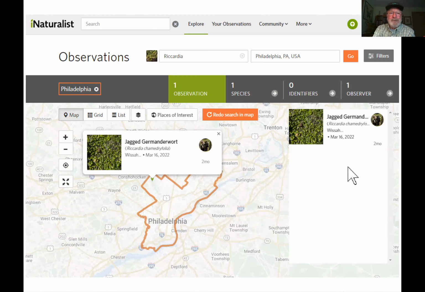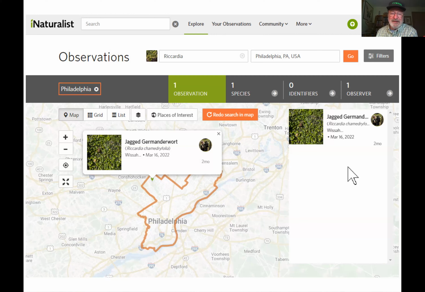Well, the naturalist aggregating and crowdsourcing wonderful utility called iNaturalist is a good place to look for and to add natural history observations. And so I took a picture of the jagged germanderwort this spring and posted it on iNaturalist. And it turns out that, lo, this is the only observation in iNaturalist of this germanderwort in the Philadelphia area.